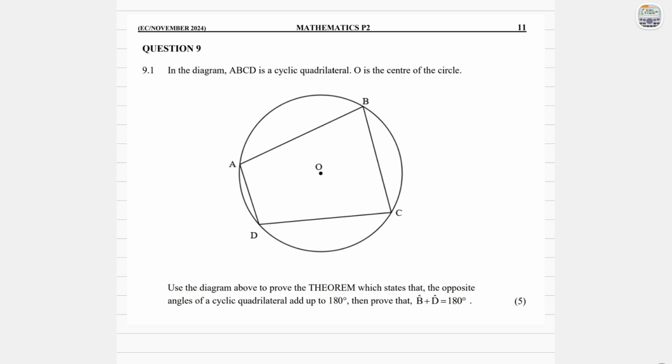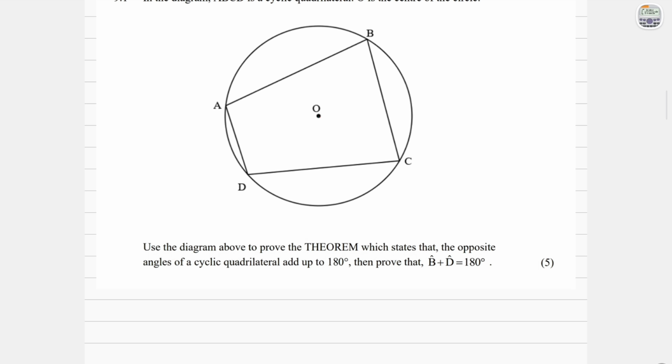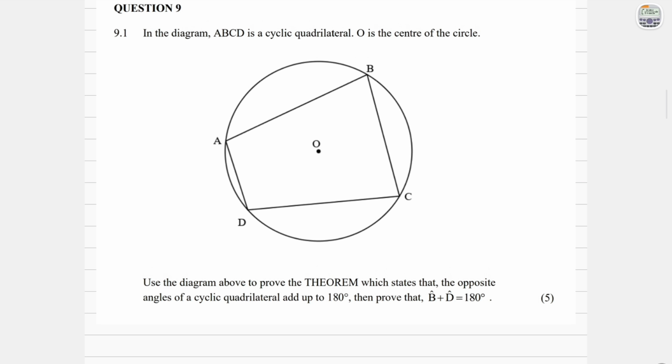Question 9 says, in the diagram, ABCD is a cyclic quadrilateral and O is the center of the circle. Use the diagram above to prove the theorem which states that the opposite angles of a cyclic quad add up to 180 degrees. Then prove that angle B plus angle D is equal to 180 degrees. That's our focus. We need to show that angle B plus angle D is equal to 180 degrees.